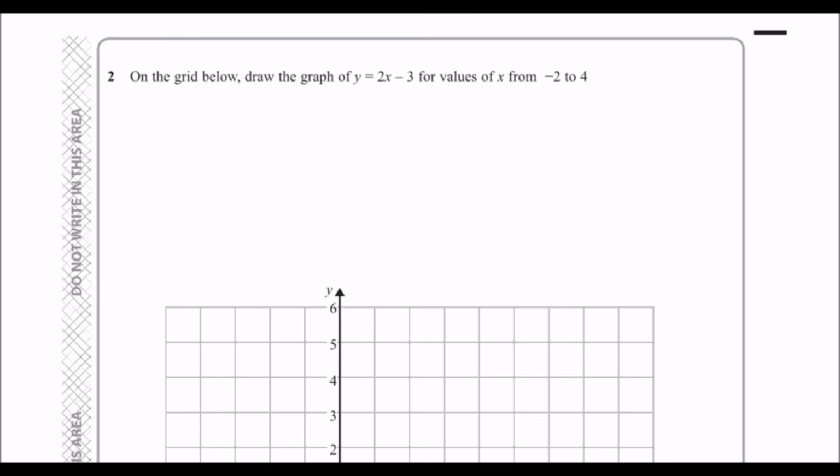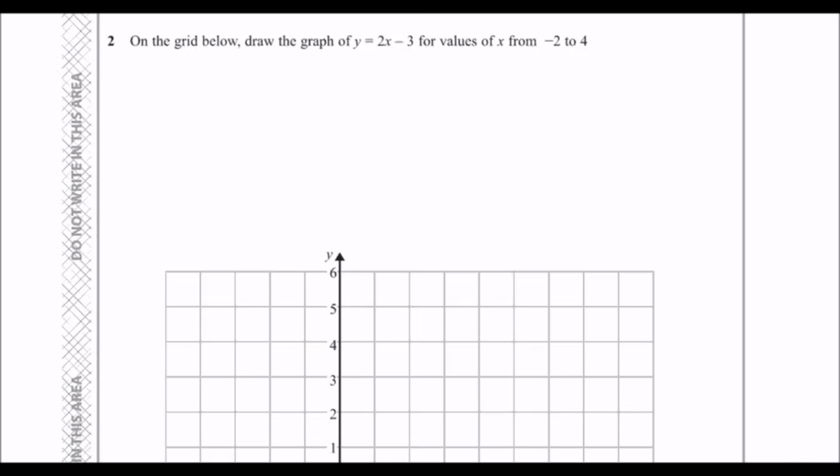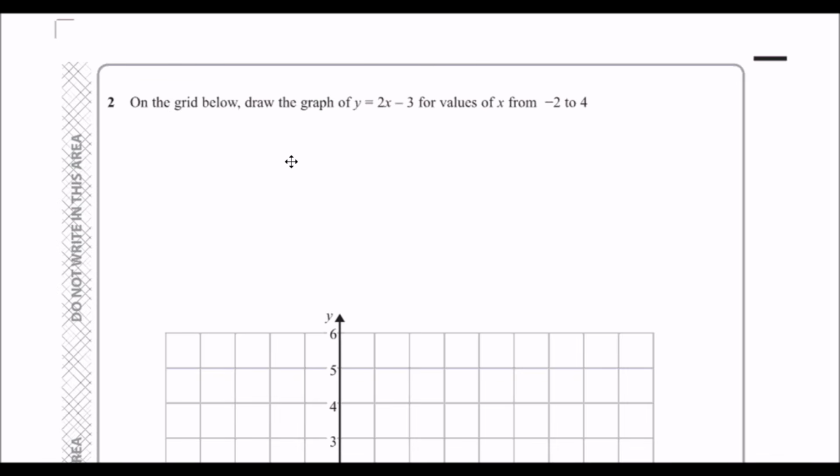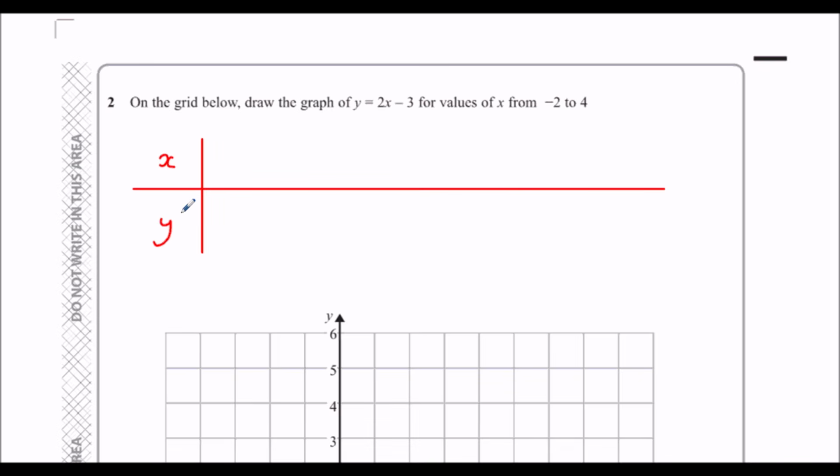Question 2. On the grid below, draw the graph of y equals 2x minus 3 for values of x from negative 2 to 4. And negative 2 to 4 are the same x values we've got on the graph. So to do this, we can have a table of values. So we've got the x and the y, and our x values go from negative 2 to 4. So negative 2, negative 1, 0, 1, 2, 3, 4.